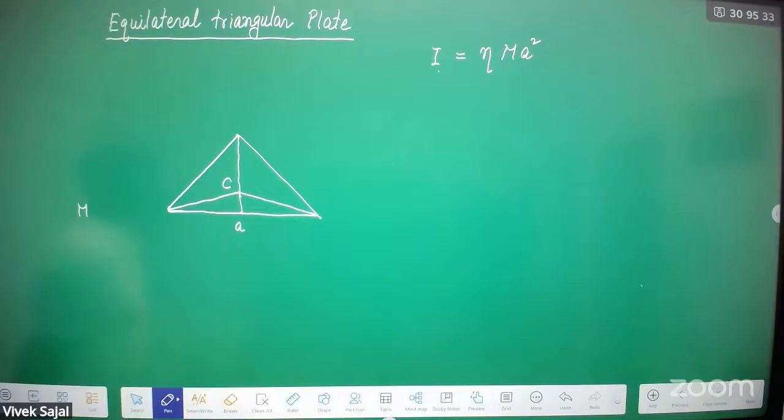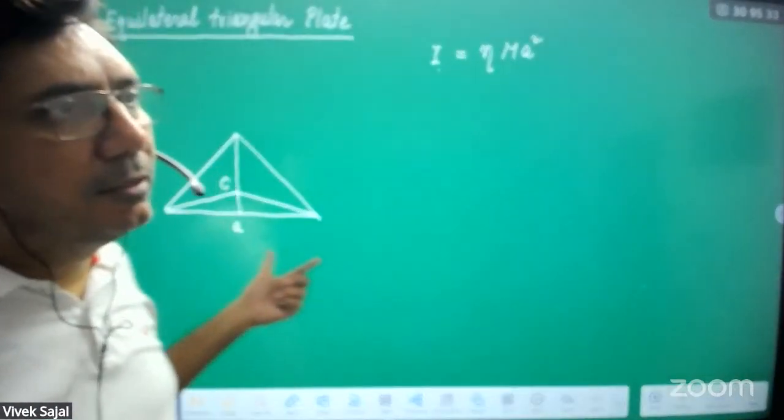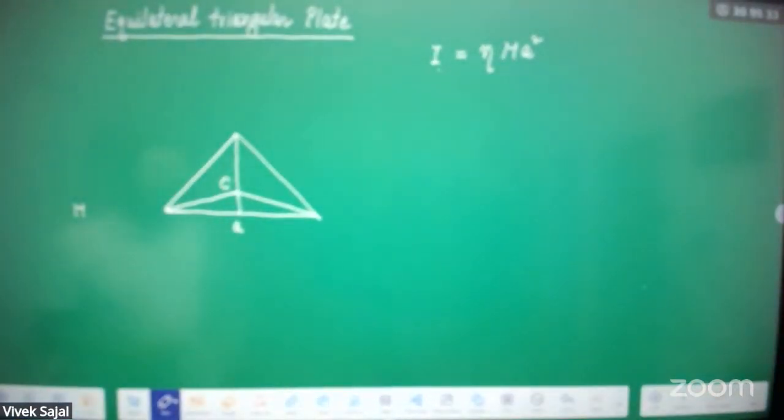तो मुझे ये eta चाहिए. ठीक है? This is my objective. I want to find out this formula. What is this formula for this equilateral triangular plate?